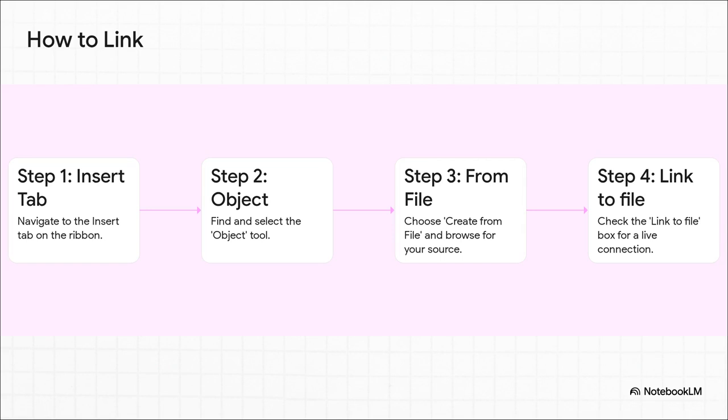And the best part? Creating this link is actually super easy. Usually just go to the Insert tab and look for the Object tool. You'll want to choose Create from File, go find your source spreadsheet, and then, and this is the absolute most important part, you gotta check that little box that says Link to File. That one click is what makes the magic happen.